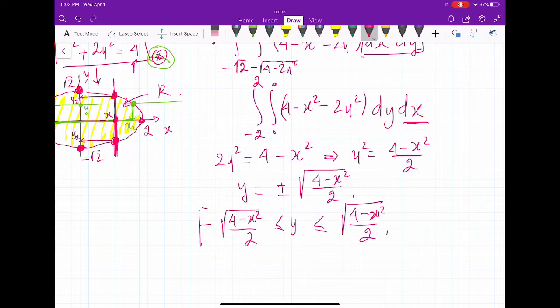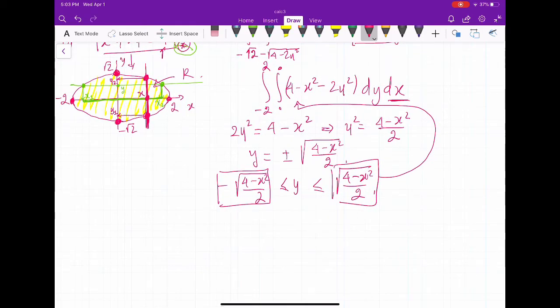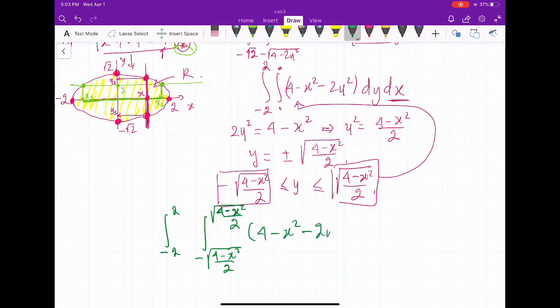And now you just copy this and this into the integral, and you are done. Let me rewrite it. So the integral looks like: integral from negative 2 to 2, from negative square root of (4 minus x squared) over 2 to square root of (4 minus x squared) over 2. Okay, the function is 4 minus x squared minus 2y squared, dy dx.